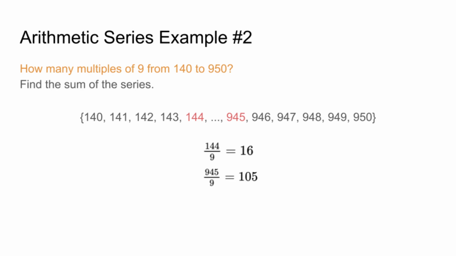Okay, dividing 144 by 9 gives us 16. So with a spacing of 9, that means 144 is the 16th element in the list if you started from 0. Okay, the same process with 945, it would be the 105th element in the list if you started from 0 with an increment of 9. Easy from here, subtracting 16 from 105 gives us 89, but add 1 back in to account for the edge term, so that's 90 elements from 144 to 945 that are multiples of 9.